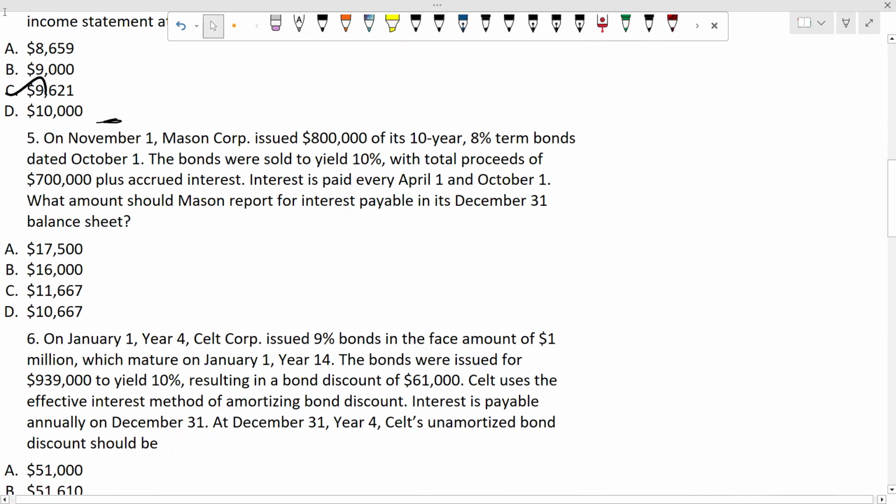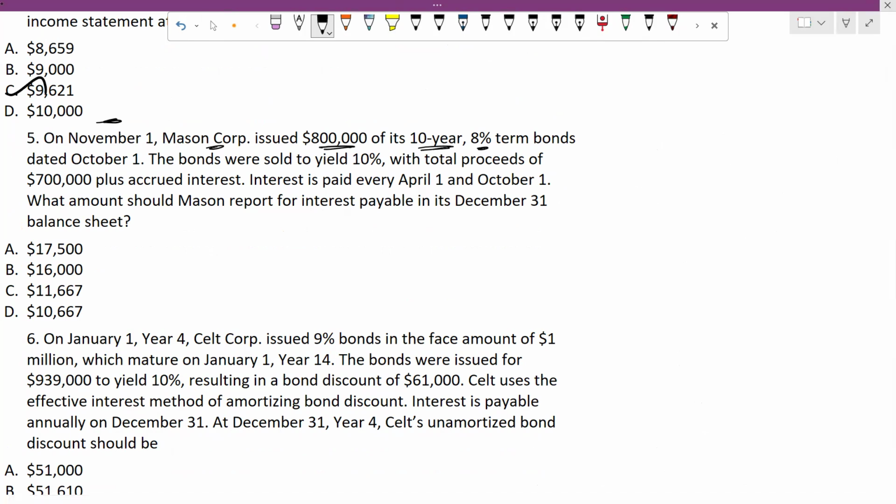Fifth question. On November 1, Mason Corporation issued 8 lakh of its 10-year 8% term bonds dated October 1. The bonds were sold to yield 10%. Again, what is this 10%? What is this 8%? This 8% is what the company is actually going to pay. It is the coupon. But if someone is purchasing the bond today with an intention to hold it till the maturity, he can generate 10% return.